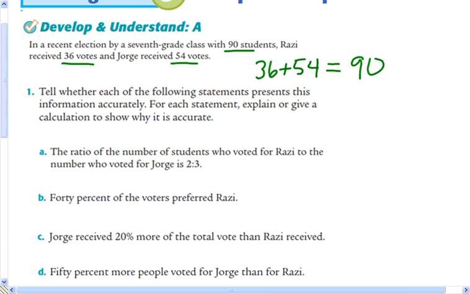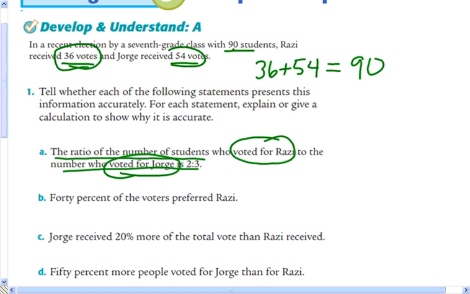Now, what we want to do is tell whether each of the following statements presents this information accurately. For each statement, explain or give a calculation to show why it's accurate. So the first one says the ratio of the number of students who voted for Razi to the number who voted for Jorge is 2 to 3. So we need the number that voted for Razi, and we're going to compare that to the number that voted for Jorge.